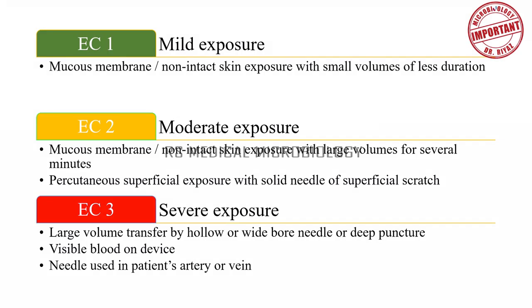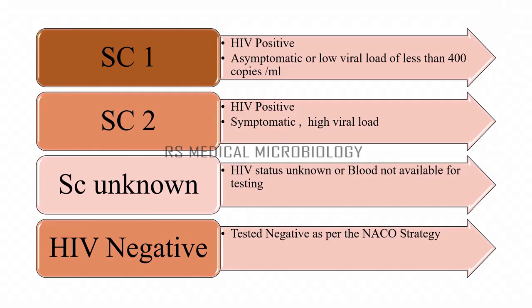Mild, EC1, is a very mild exposure where there is a mucous membrane or non-intact skin exposure with very small volumes for a very short duration. Next, EC2 is a moderate exposure where there is a mucous membrane or non-intact skin exposure with large volumes for several minutes, or a superficial exposure with a solid needle or a superficial scratch. The severe exposure amounts to large volume transfer by a hollow or wide bore needle or a deep puncture, or there is visible blood on the device or the needle which was used in the patient's artery or vein.